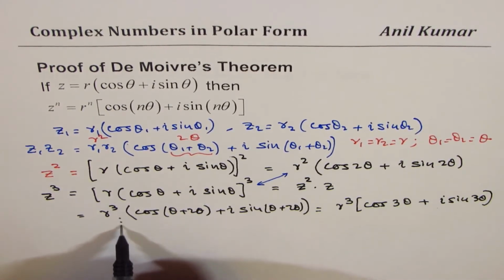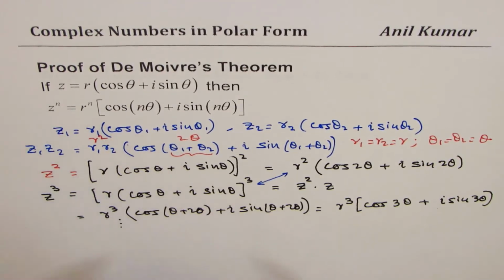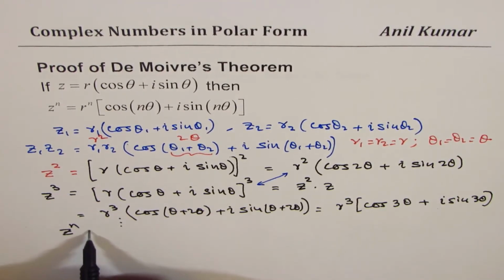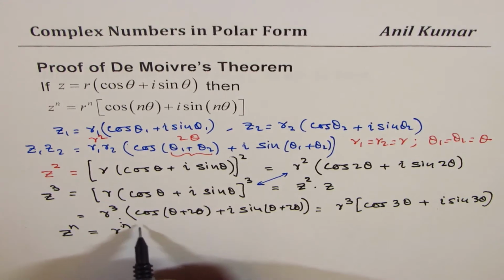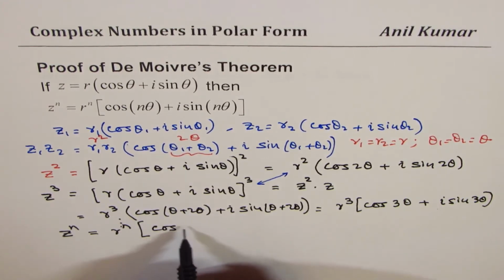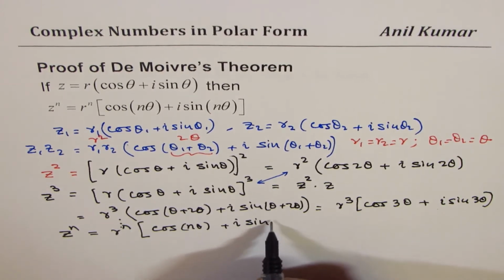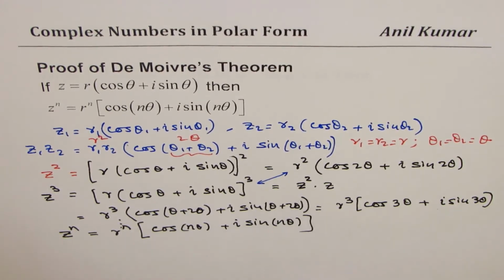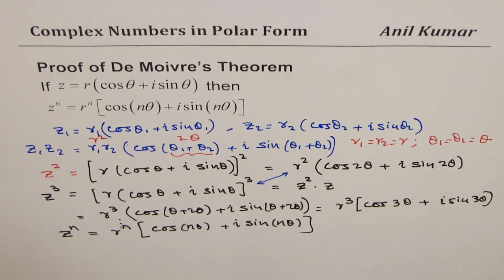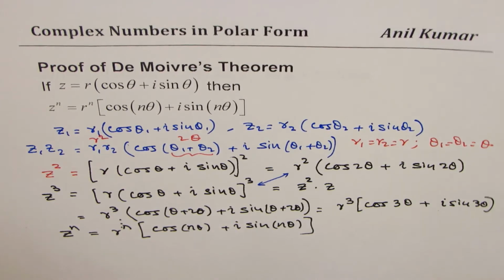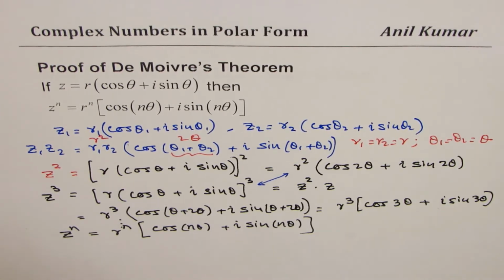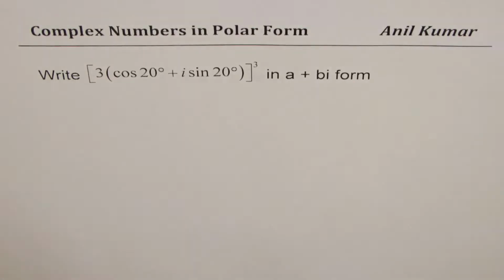So we can generalize this result and write z to the power of n equals r to the power of n times cos of n theta plus i sine of n theta. Perfect. That is De Moivre's theorem. I hope it is absolutely clear. It is an extension of our product rule. You could also prove it by induction. Okay, let's move on and take some examples.